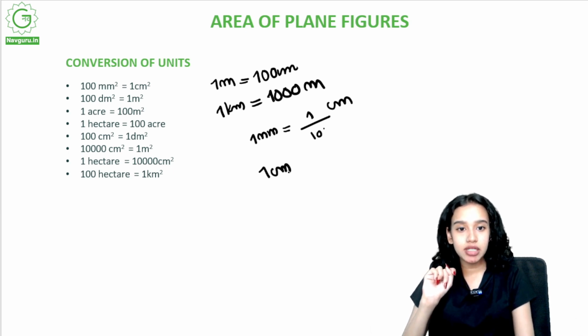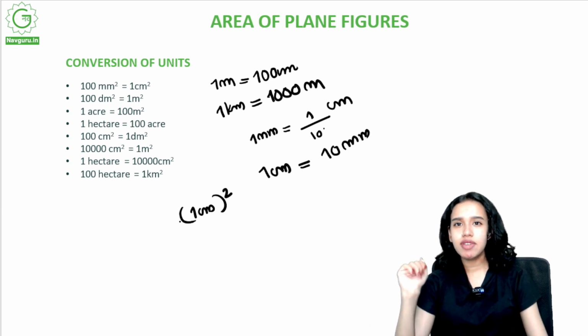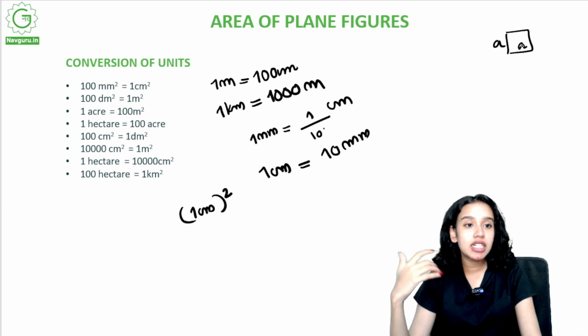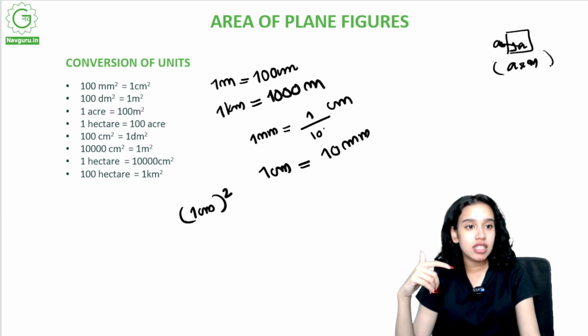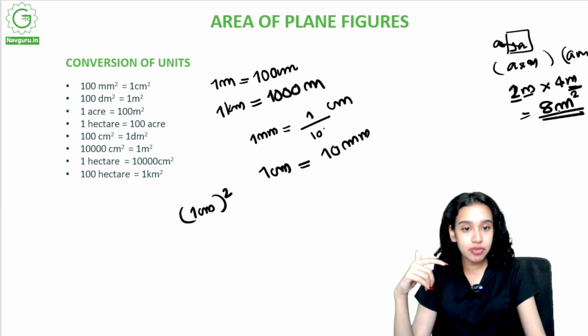So what is 1 centimeter? 1 centimeter is equal to 10 millimeters, right? So what is 1 centimeter the whole square? Why are we taking the whole square here? Whenever we talk about the area of a figure, let's say there is a square with sides A and A, we are multiplying two lengths here. If one side is 2 meters and the other side is 4 meters, we multiply these two, so it becomes 2 into 4, 8, and meter into meter becomes meter square, right?